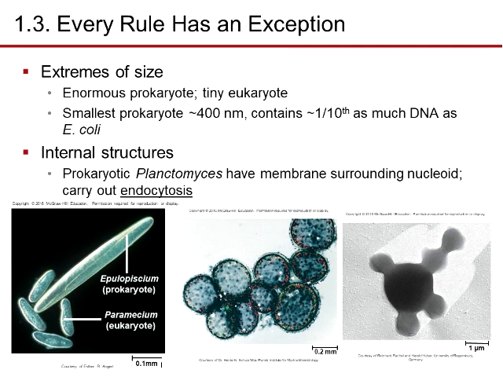Now, every rule has exceptions, so there are extremes in size. We have enormous prokaryotes, which are about the size of a tiny eukaryote. The smallest prokaryote, at 400 nanometers, contains 1/10 as much DNA as E. coli. Among internal structures, some prokaryotes, like Planctomyces, have a membrane surrounding the nucleoid, if you will, and they carry out endocytosis, which means nutrients come into the cell, are worked on by the cell, and then are removed from the cell through that process. So even those have an exception.